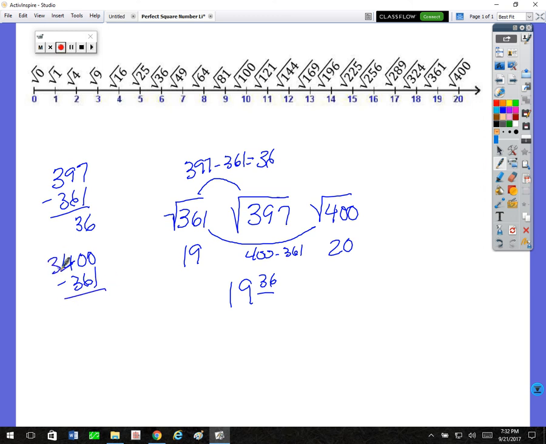Well, we've got to borrow here. We're going to borrow 10, which makes it a 9. So it makes it a 10, so we have 9 and 3. And these two are going to cancel. So we have 36 over 39.